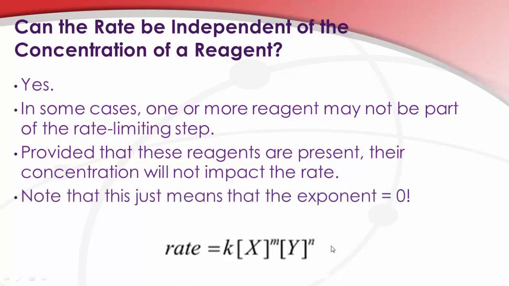The reason why is because it's not involved in the rate limiting step. Now, all of this just corresponds to the idea that m or n is able to be equal to 0. So it's perfectly acceptable for m or n to be equal to 0 in our rate equation. And once that happens, remember any number to the exponent of 0 is equal to 1.